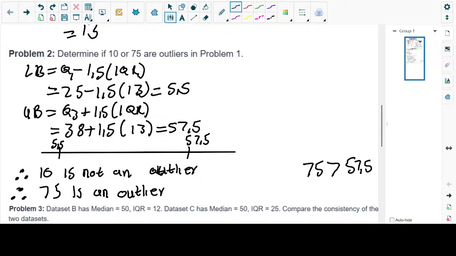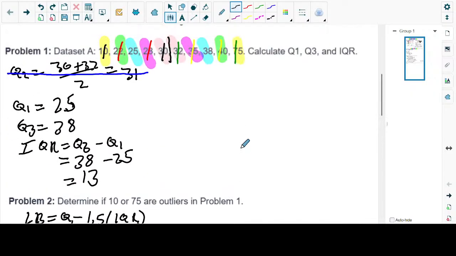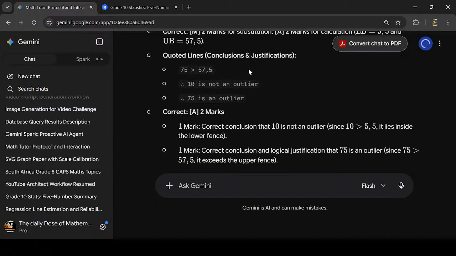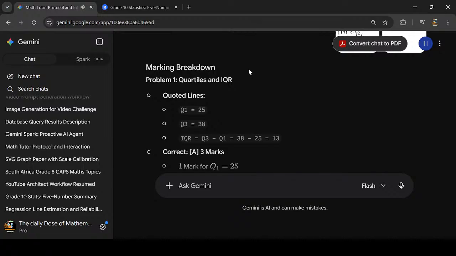Q3 minus Q1. Multiply the spread times 1.5. Build the lower wall, subtract from Q1. Build the upper wall, add it to Q3. Lower fence, Q1 minus 1.5 times IQR. If the number is below this, it's an outlier. Upper fence, Q3 plus 1.5 IQR. If the number is above this, it's an outlier.